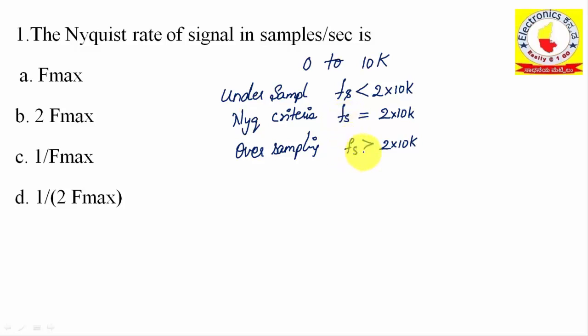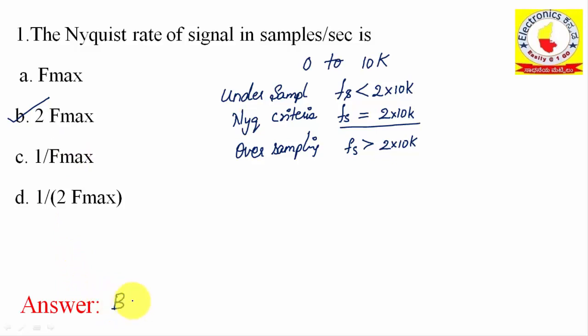So undersampling, how am I going to define? The sampling frequency will be less than 2 times of the highest frequency component of the message signal. In the case of Nyquist criteria, it will be 2 times of the highest frequency component of the message signal. Option B is going to follow.